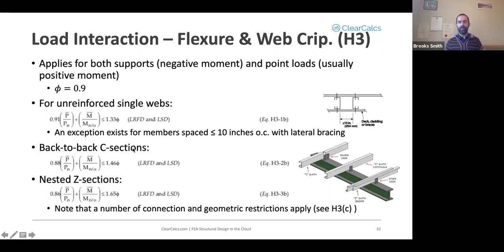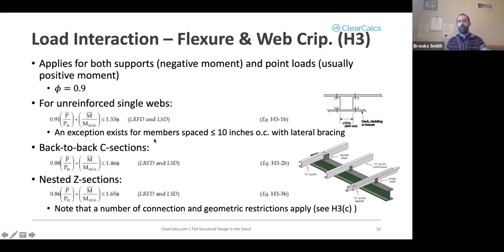So for an unreinforced single web, you use this first equation. Take note here that the denominators are Pn and MNLO. Those are equal to PA and MALO, but without the phi factors. So plug into that equation and compare with the limit set there.